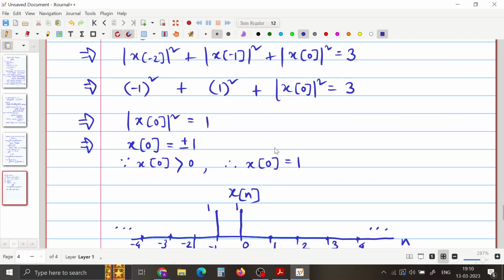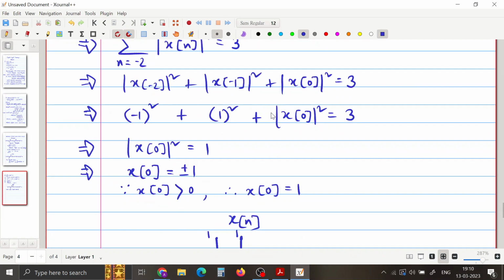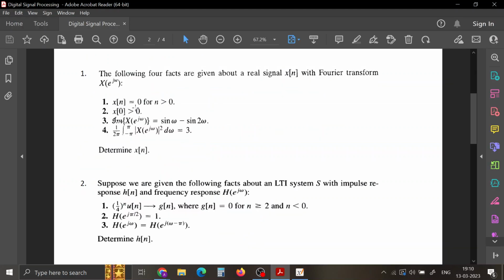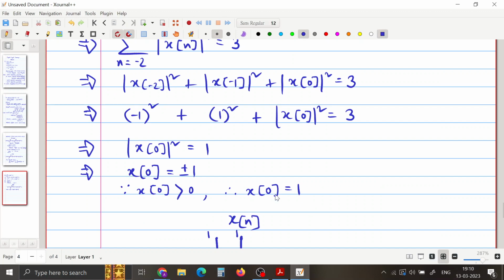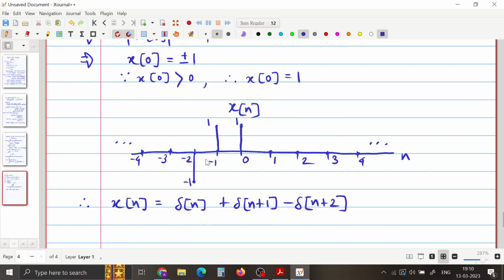And like you said, from Parseval's theorem, we just equated it, and then we found that x of 0 can be either plus or minus 1. But since condition 2 says it is strictly positive, we chose x of 0 as plus 1. And then we just got this expression for x of n. It is a 3 length sequence, with non-zero values only at the indices n equals 0, -1 and -2, and for all other indices it is simply 0.